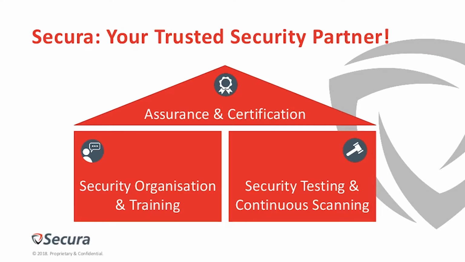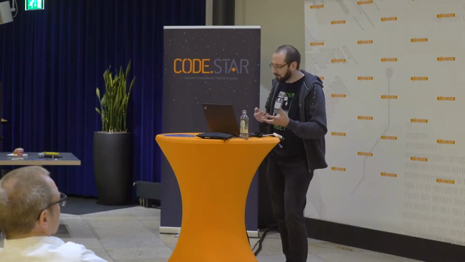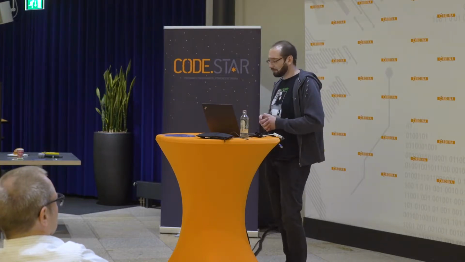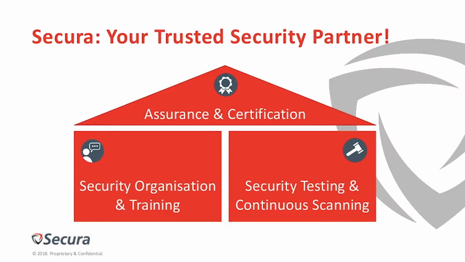The idea of our company is that we want to be a trusted security partner, and we see the whole security landscape as a house, which is the way we structure things. The roof of the house is assurance and certification. To make sure you have some kind of assurance process and can certify it, you need the pillars that support it, one of which is having a security organization and training, so understanding what processes you need to actually implement security. Then there's actually doing the security testing, having continuous scanning, code review, and things like this.